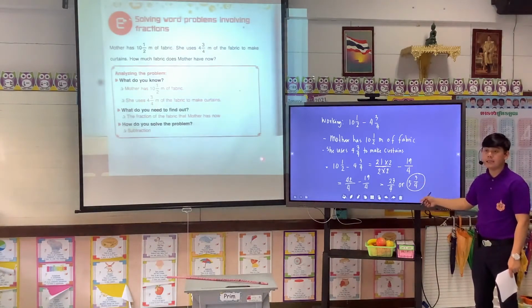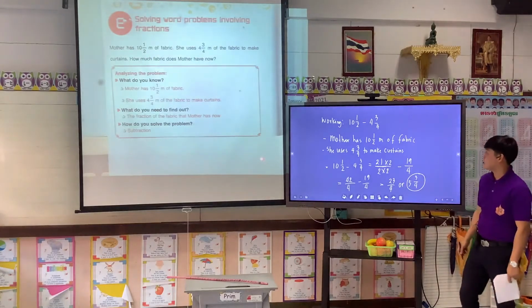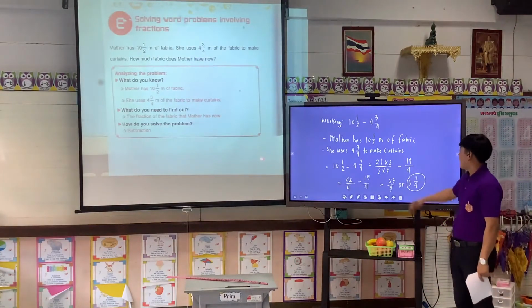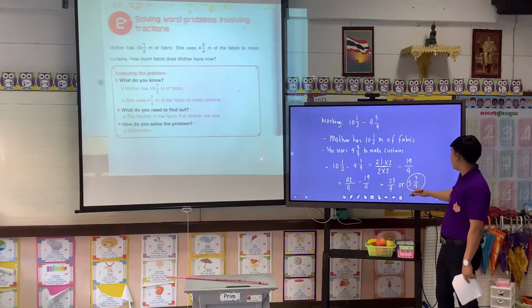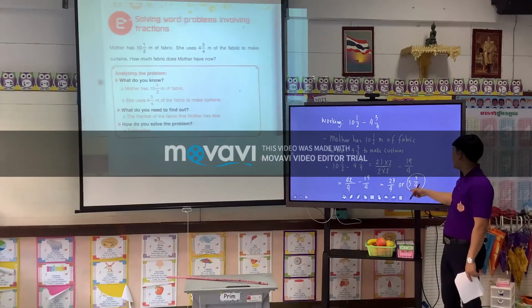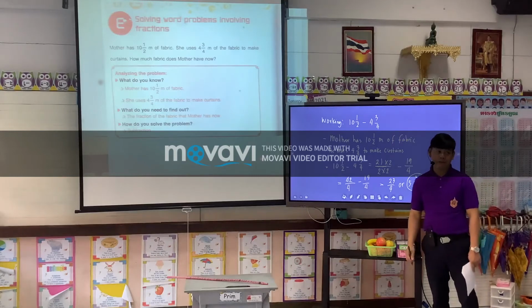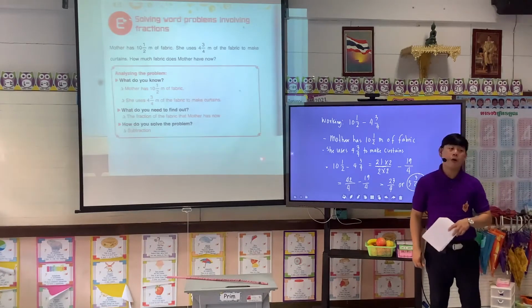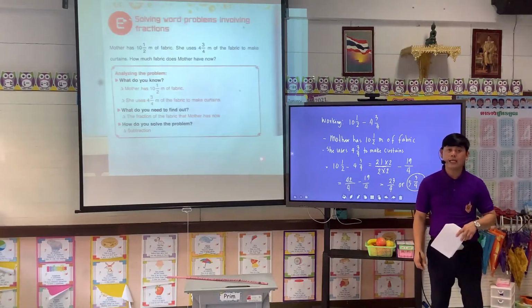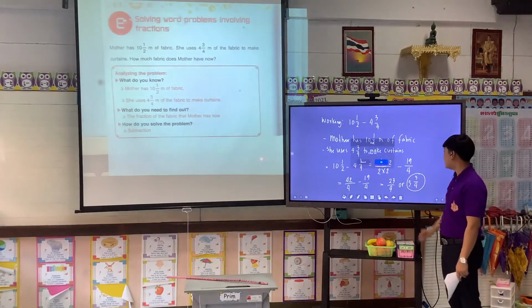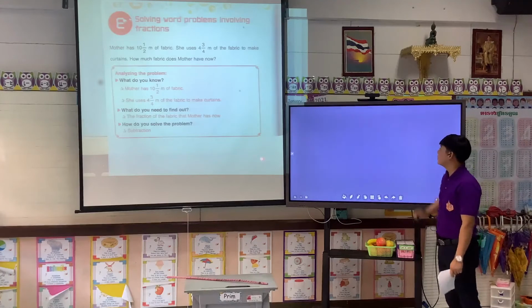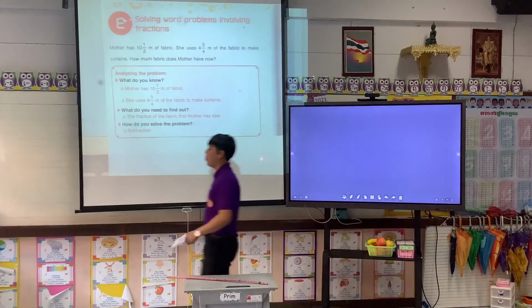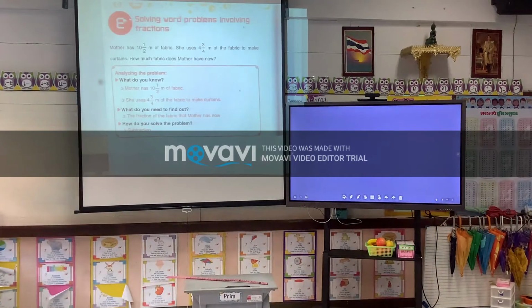You understand? Okay, next. This is how we solve it. The mother has 5 and 3/4 meters of fabric left now because she used some to make curtains. Do you understand? Okay, next. I have one more.